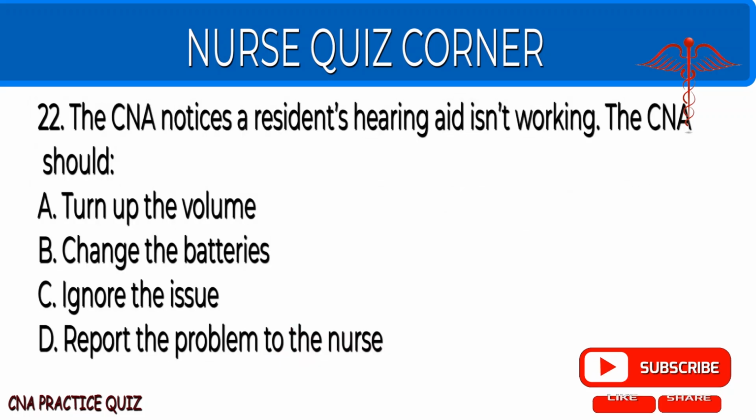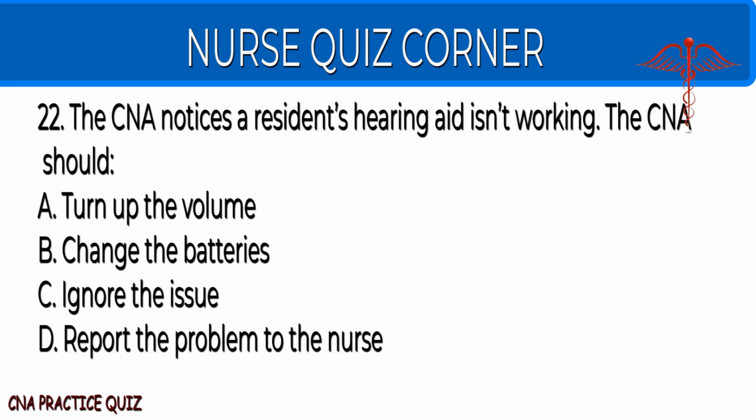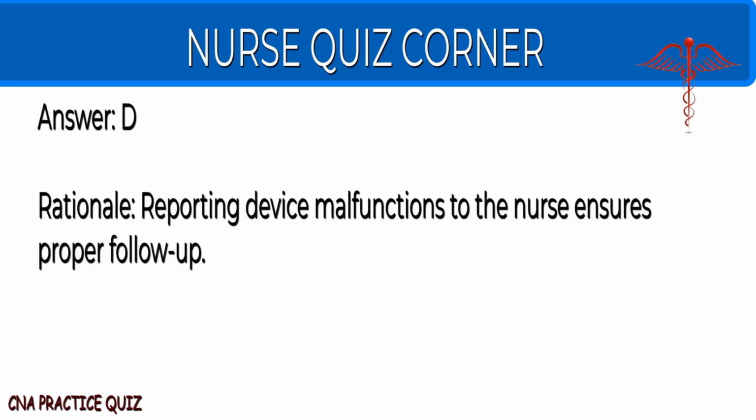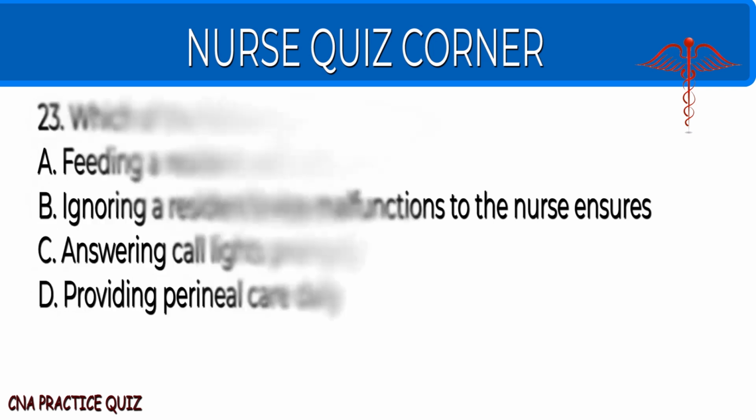22. The CNA notices a resident's hearing aid isn't working. The CNA should: A. Turn up the volume. B. Change the batteries. C. Ignore the issue. D. Report the problem to the nurse. Answer D. Rationale: Reporting device malfunctions to the nurse ensures proper follow-up.